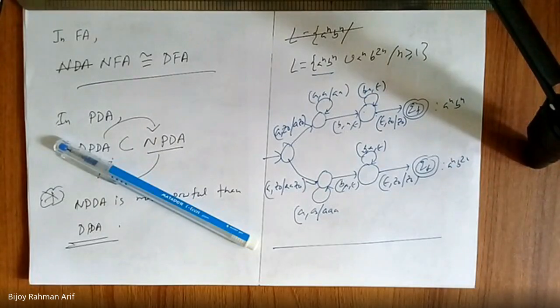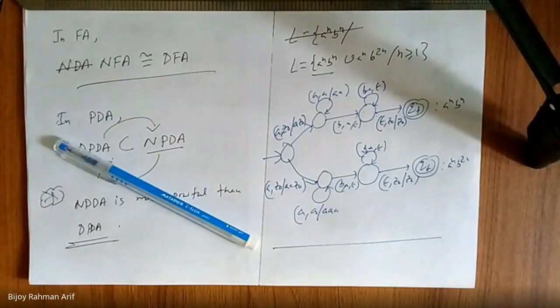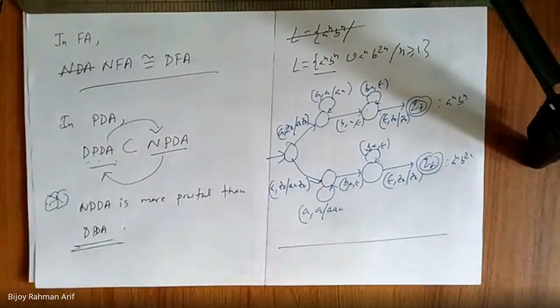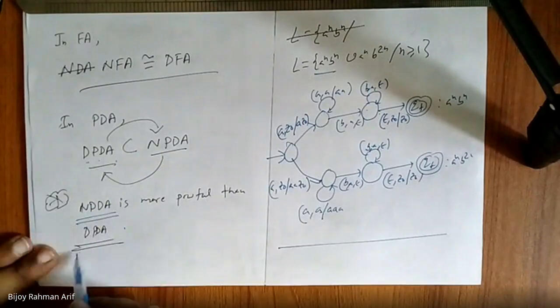The next class, what we are going to study? Linear bounded automata, I will teach that later. Next class will start the Turing machine. Okay, if you have any query you can ask me, otherwise I can leave. But please remember, NPDA is more powerful than DPDA.